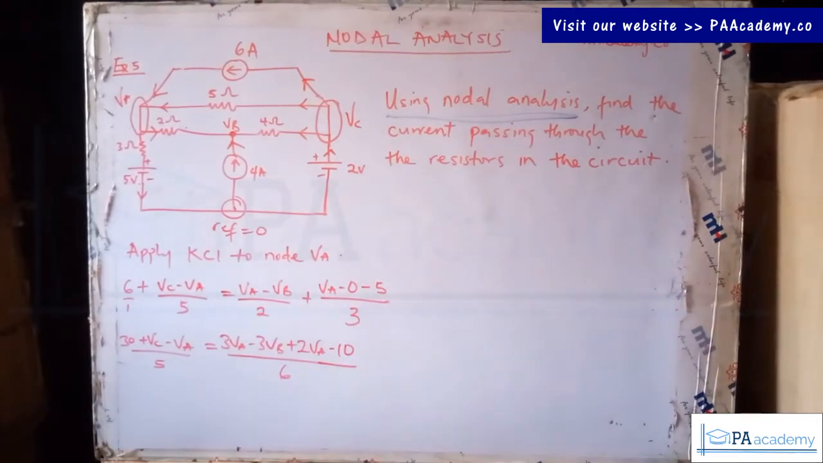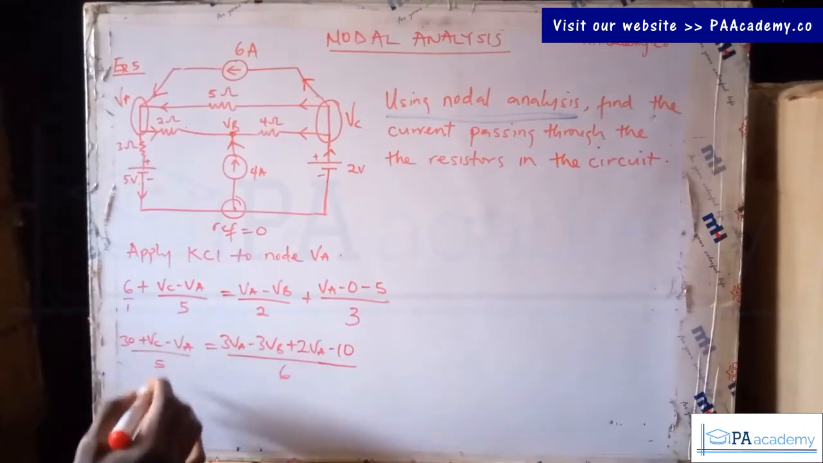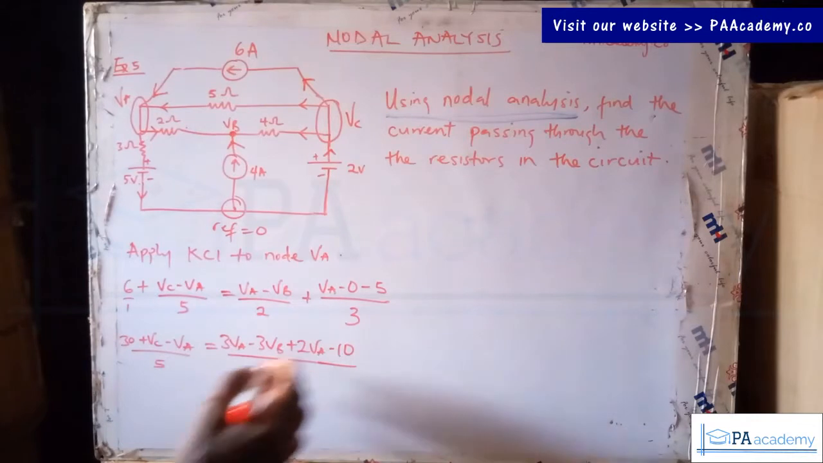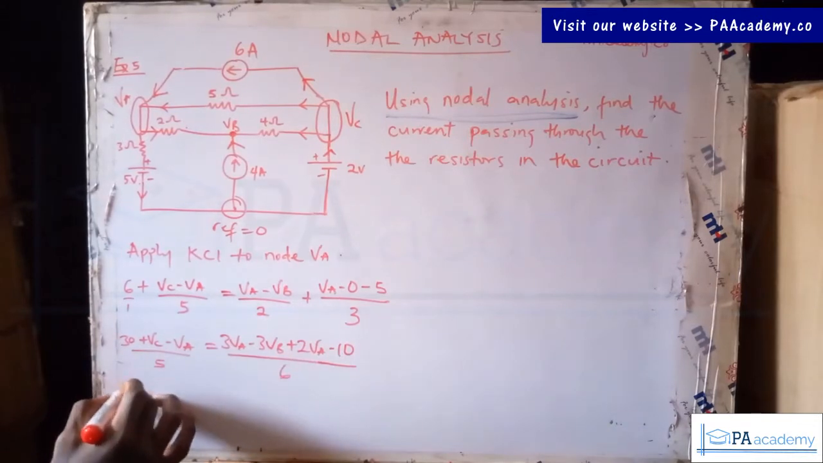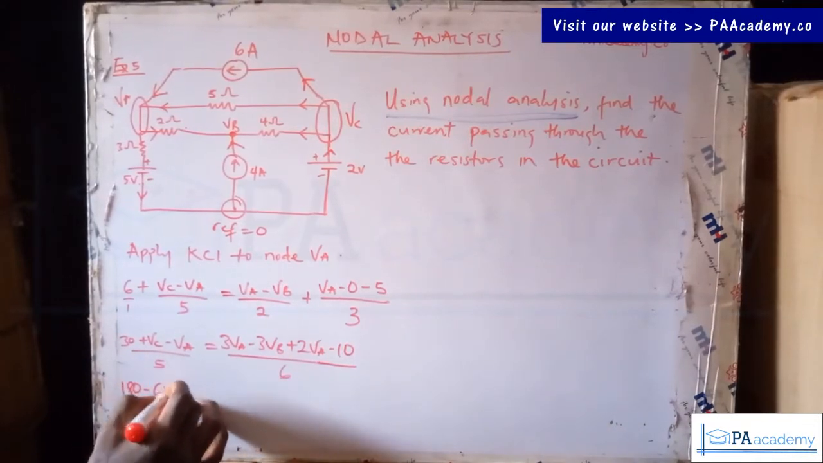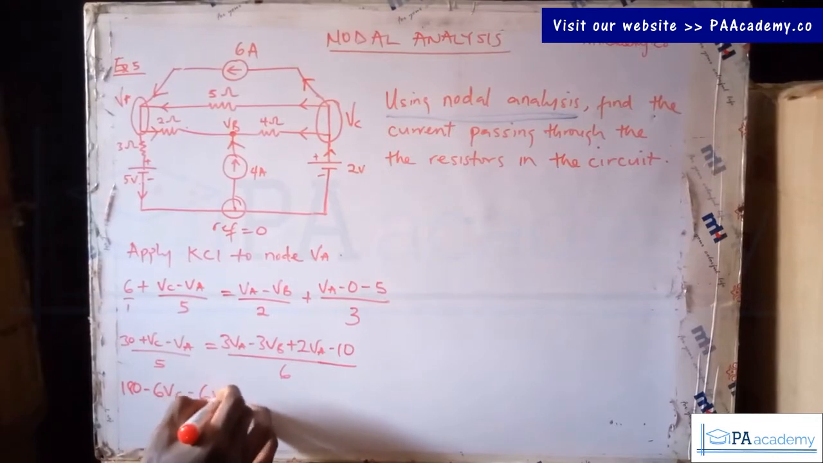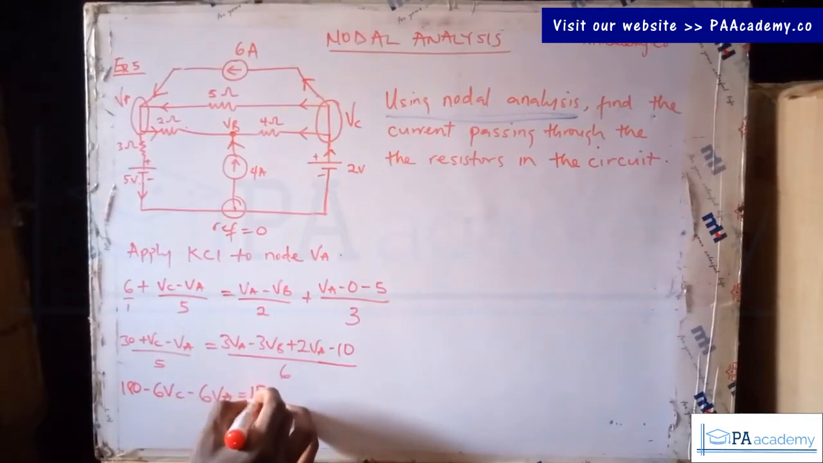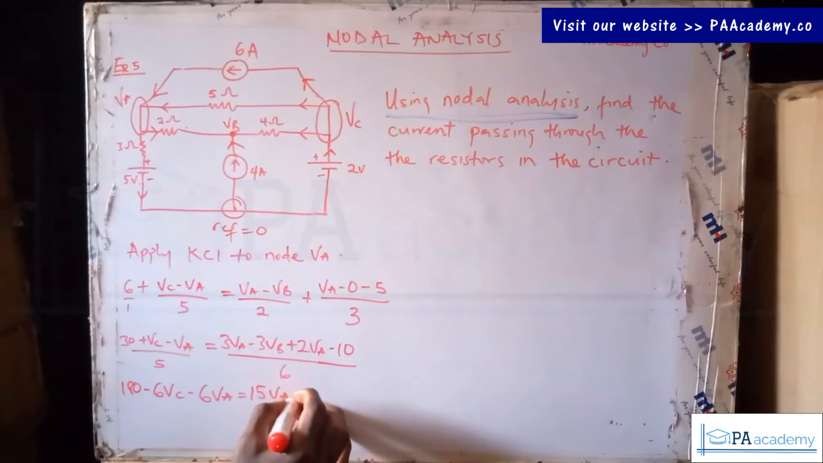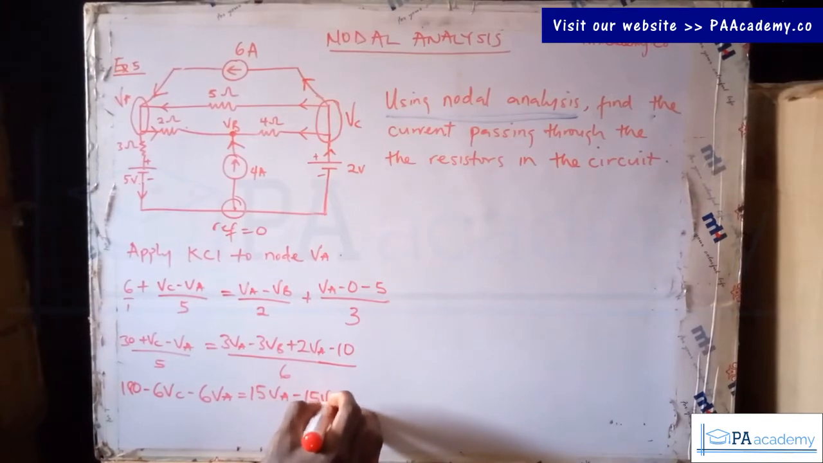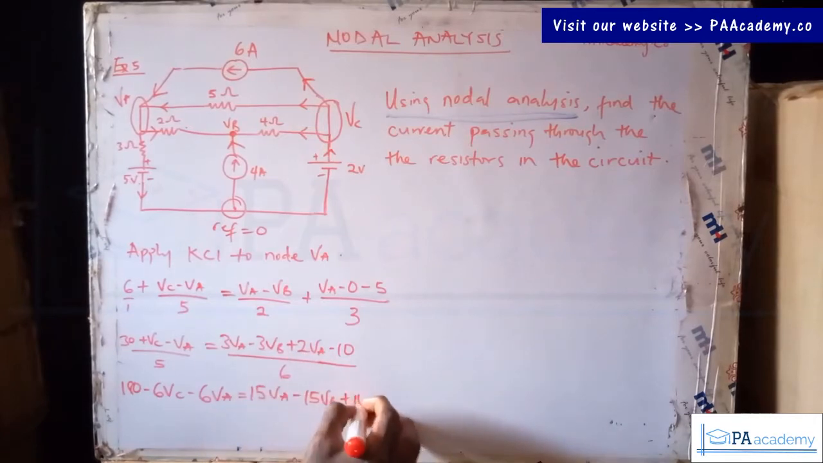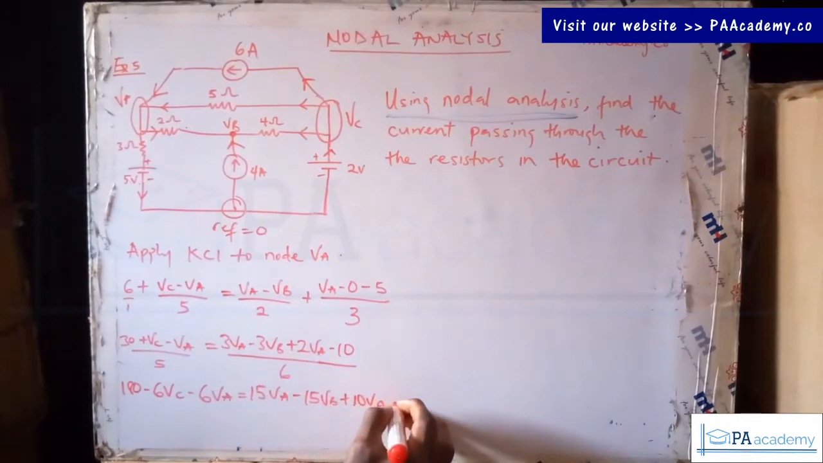Alright, so at this stage now, let's cross multiply. So use 6 to multiply everything here, use 5 to multiply everything here. So we are going to be having 180 minus 6 VC minus 6 VA equals to 15 VA minus 15 VB plus 5 times 2, that will be 10 VA minus 50.